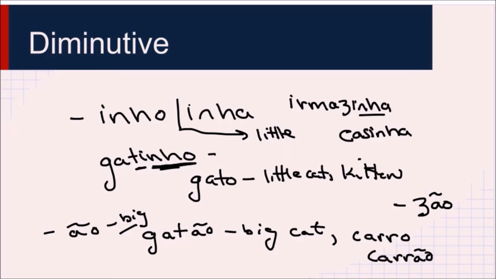Okay, so casa is house. So casinha would be little house, like a quaint little house. Now, going back to the other thing we talked about, when we have an S in between two vowels, it's like a Z. So it's not "casinha" with an S sound, it's "cazinha." Eu quero uma casinha. I want a little house.